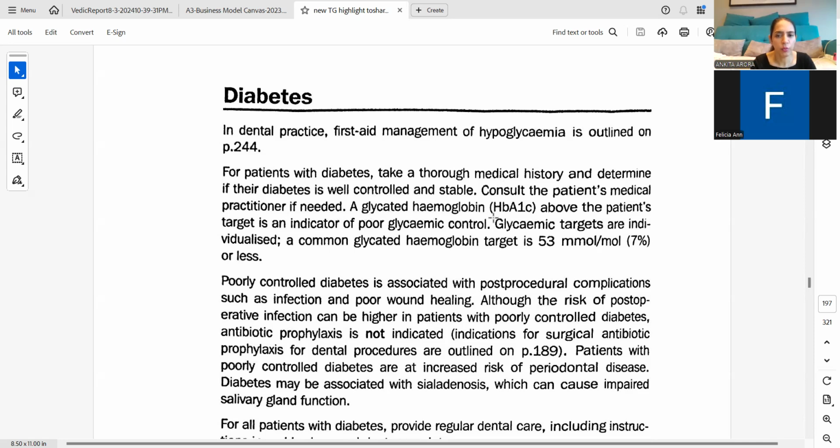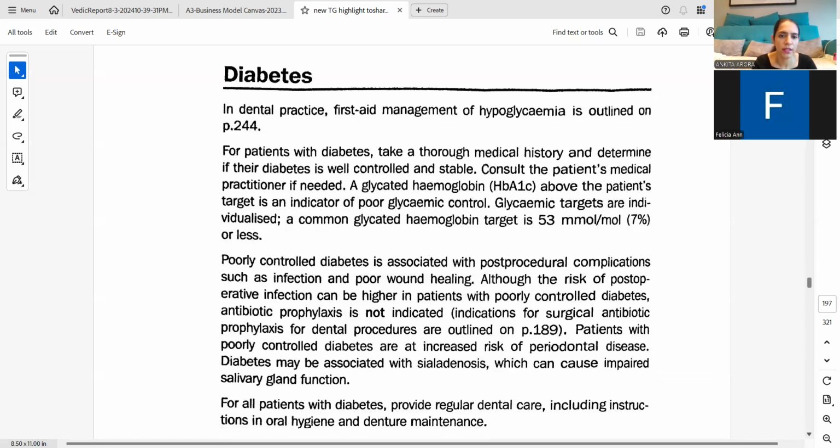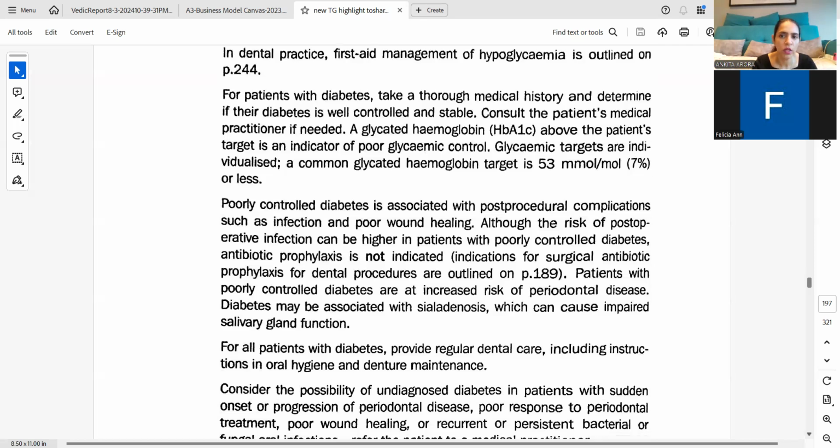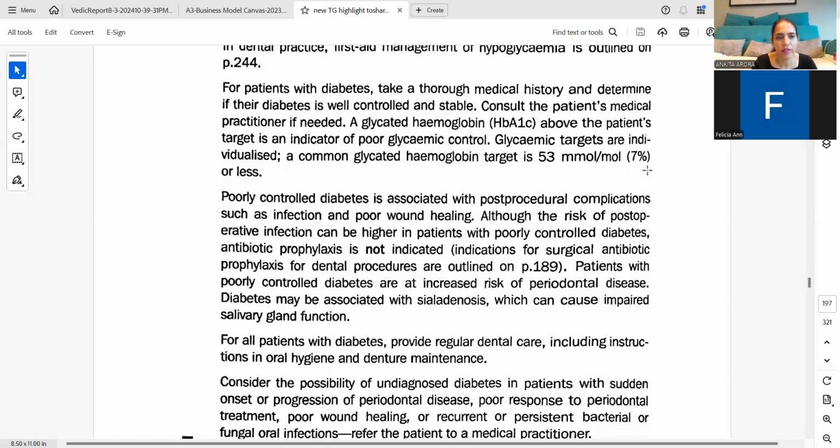A glycated hemoglobin above the patient's target is an indicator of poor glycemic control. Glycemic targets are individualized for patients. A common glycated hemoglobin target is 53 millimoles per mole, or 7% or less. So a glycated hemoglobin, or HbA1c test as it is most commonly known, below 7% is safe.